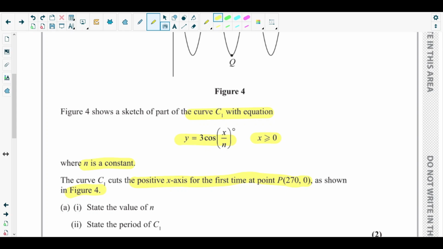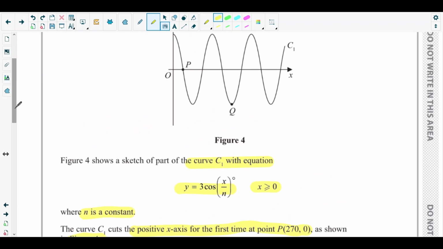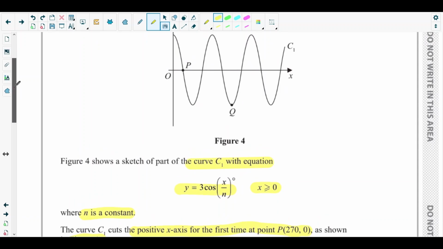Fine. So part A1 is asking us to state the value of n. The value of n. Okay. So how can you figure out the value of n? It is basically using the x coordinate of point P.